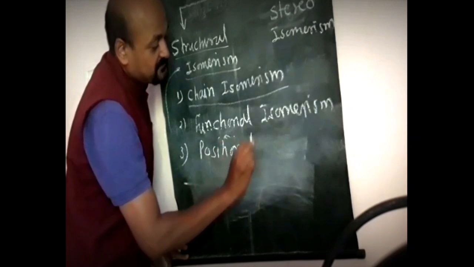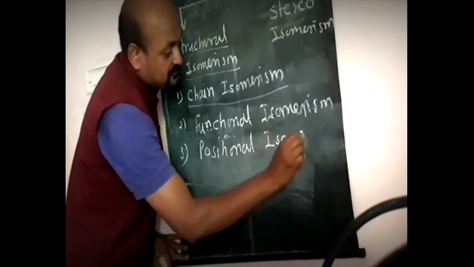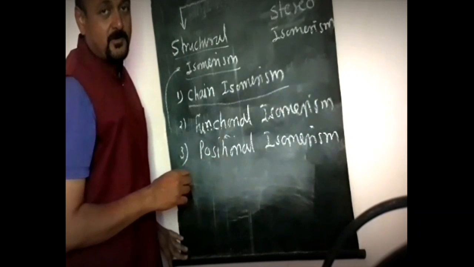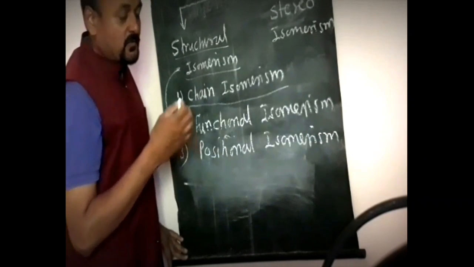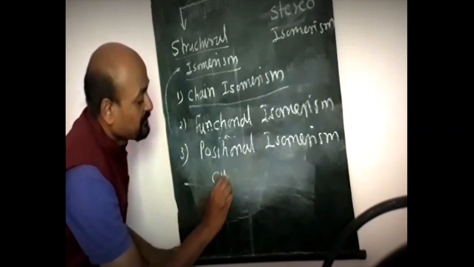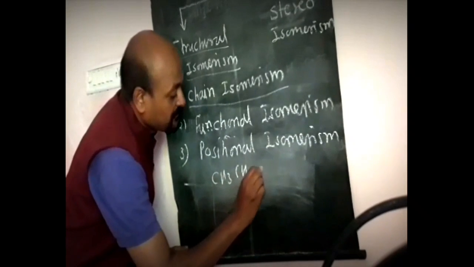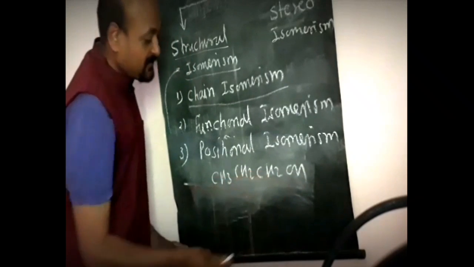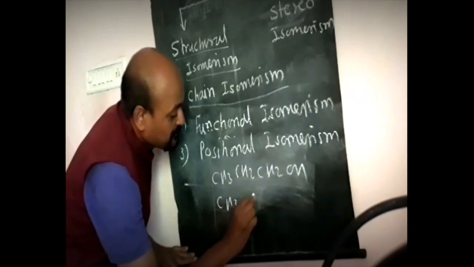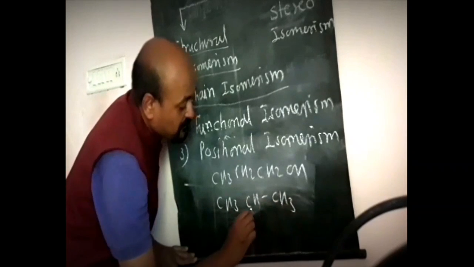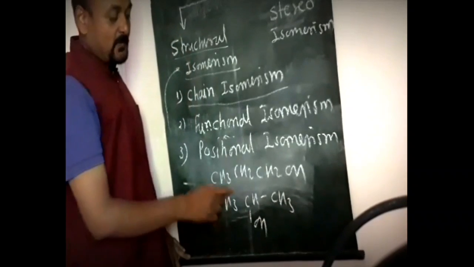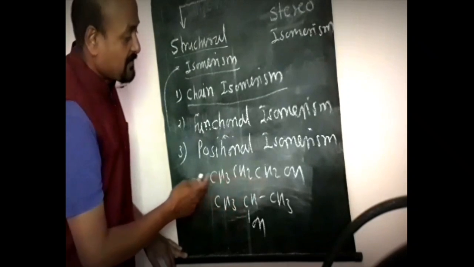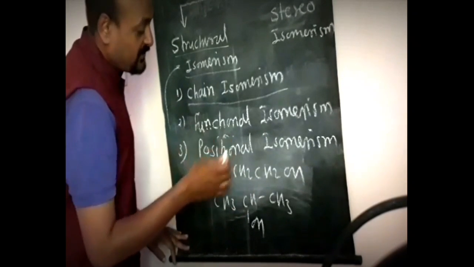Positional isomerism. Now let us take an example of 1-propanol and 2-propanol. As you know, this is 1-propanol and this one is 2-propanol. Okay, now you just count the number of carbon and hydrogen, that means write its molecular formula.